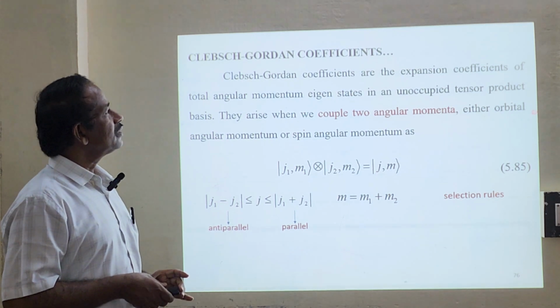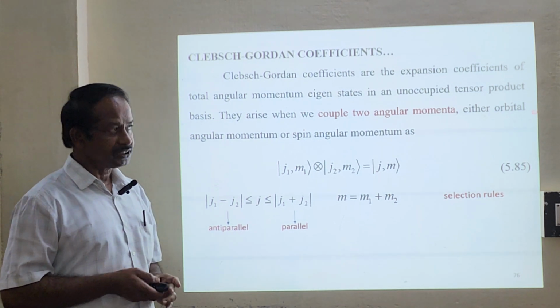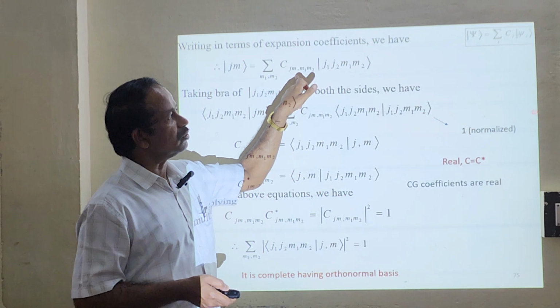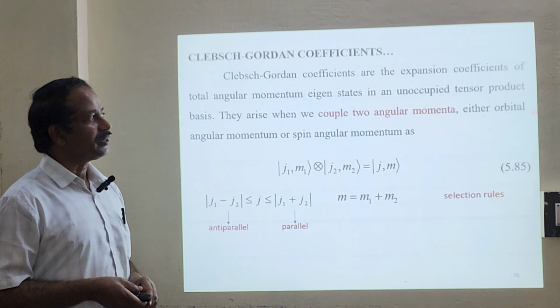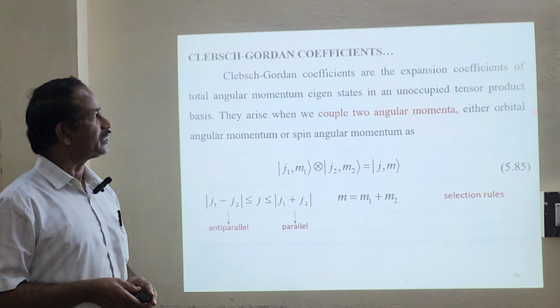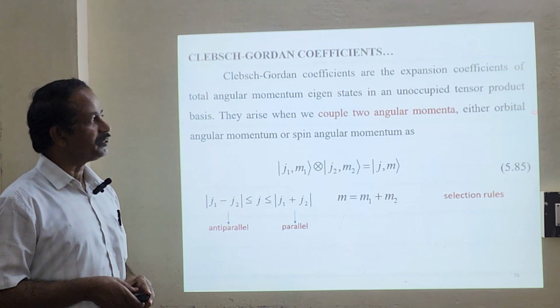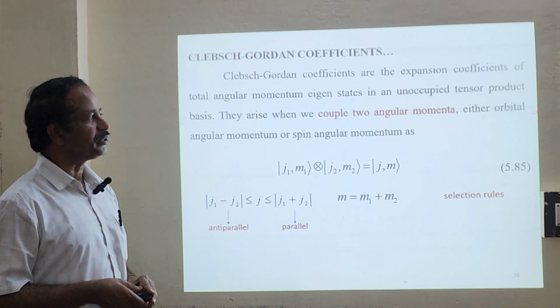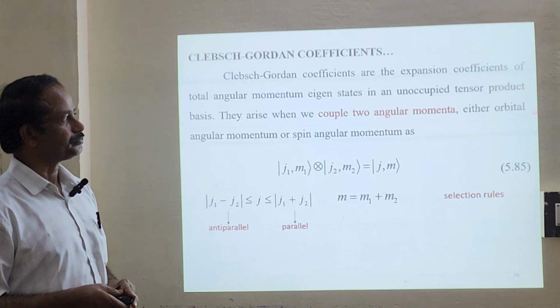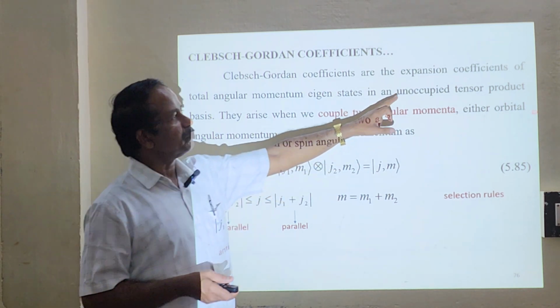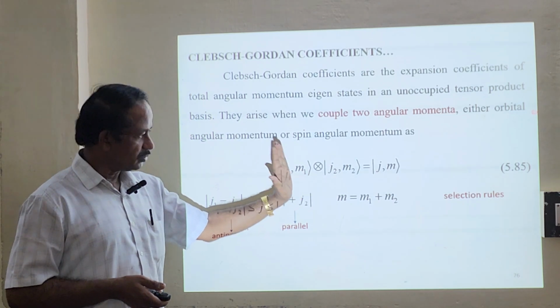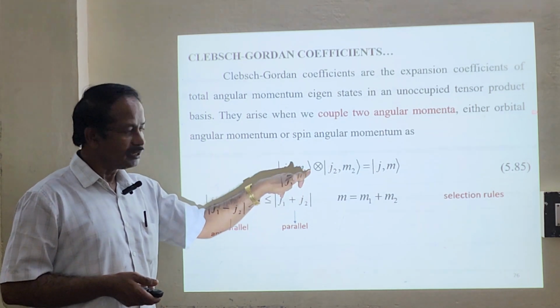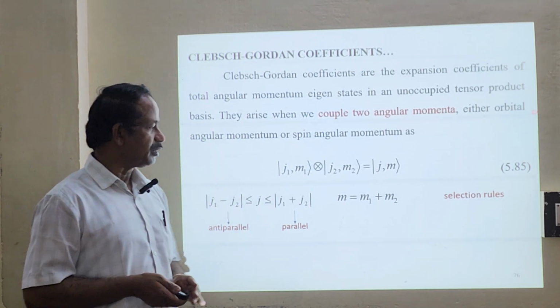So it continues. Clebsch-Gordan coefficients are the expansion coefficients of total angular momentum eigenstates in an uncoupled tensor product basis. They arise when we couple two angular momenta, either orbital angular momentum or spin angular momentum. This is uncoupled. So we are going to couple these. They are all individual states, an uncoupled tensor product, that will give you the coupled basis.